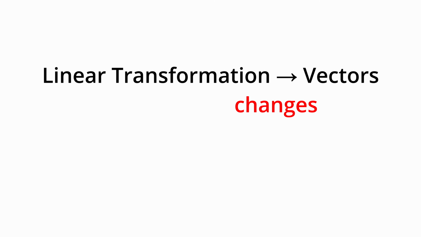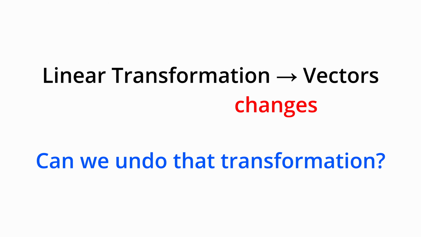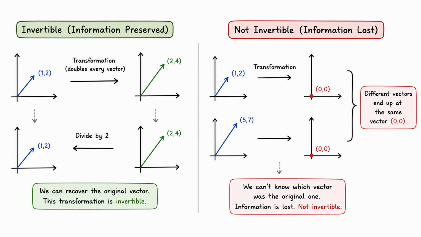We have learned that a linear transformation changes vectors. Now let's ask an important question. Can we undo that transformation? If the answer is yes, the transformation is called invertible. For example, if a transformation doubles every vector, we can simply divide by 2 to get the original vector back. So this transformation is invertible.